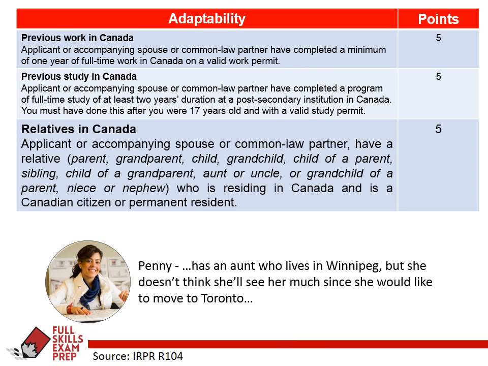With Penny, though, we could see that she has an aunt who lives in Winnipeg. All right, and you can see at the bottom here with relatives in Canada. So the applicant has an aunt who's residing in Canada, and that would give her the 5 points.